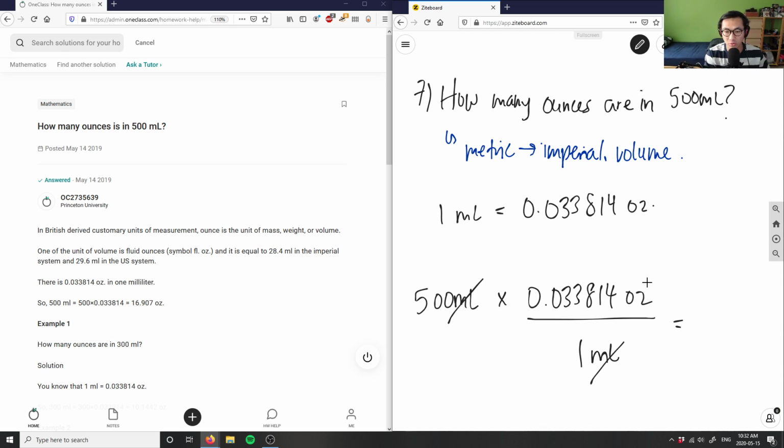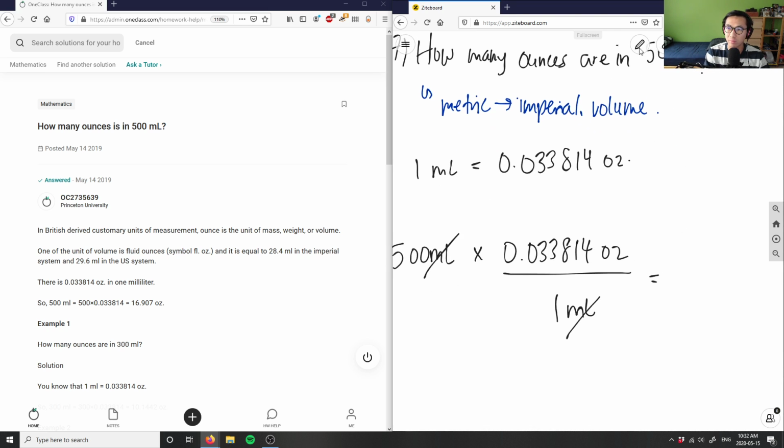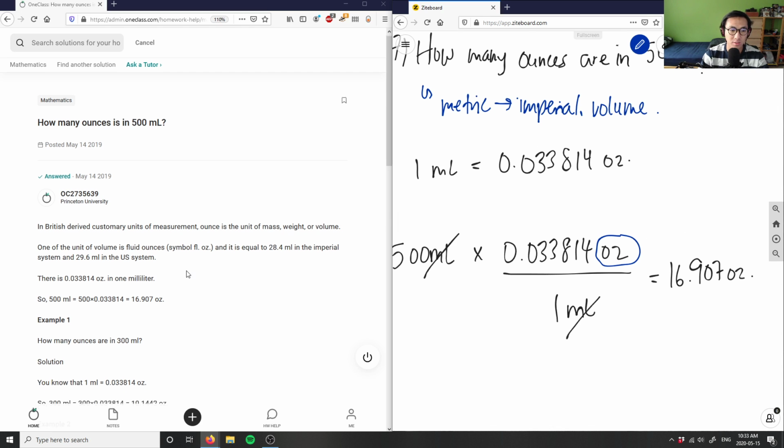So I'm simply going to do that on my calculator. I have 500 multiplied by 0.033814, and this will give me a value of 16.907. This here is in ounces, and this here is our solution. As you can see, this solution here is correct because they did the exact same thing. They didn't put the units in the step here, which I kind of like to do to use unit analysis, so I know for sure that I'm getting my ounces here. So this solution here is correct.